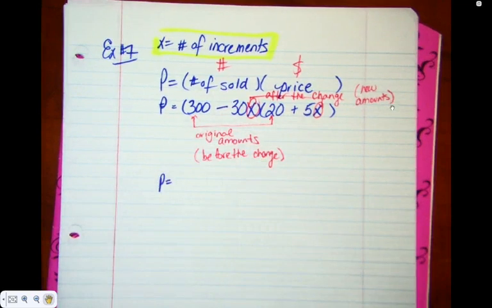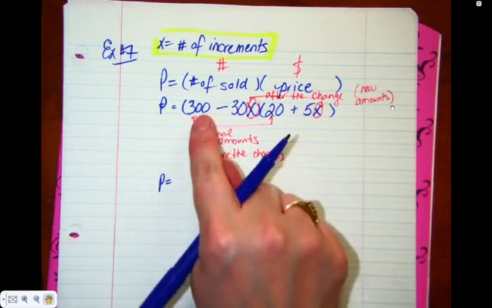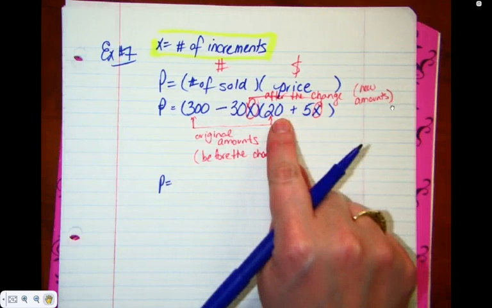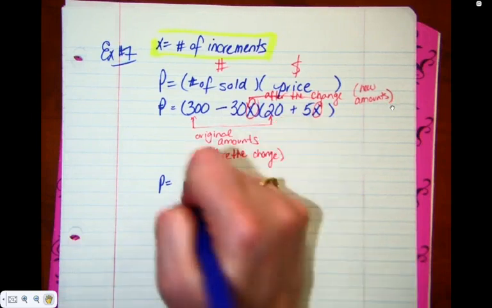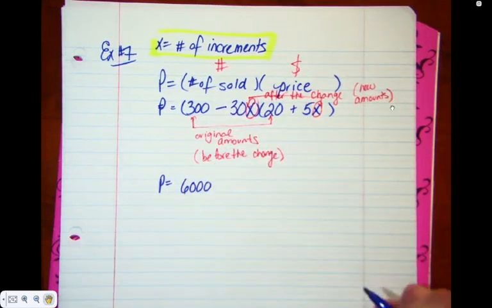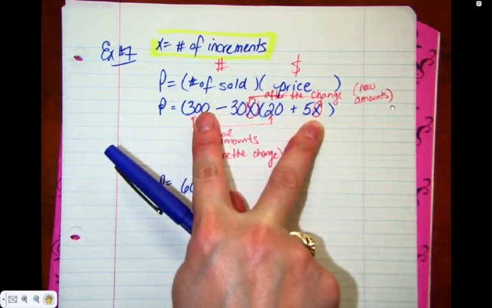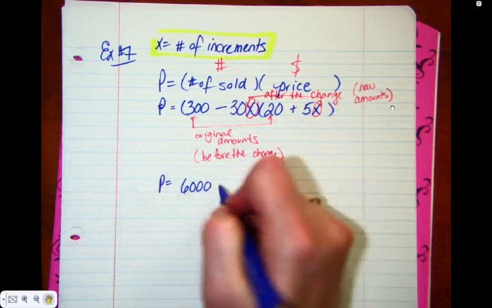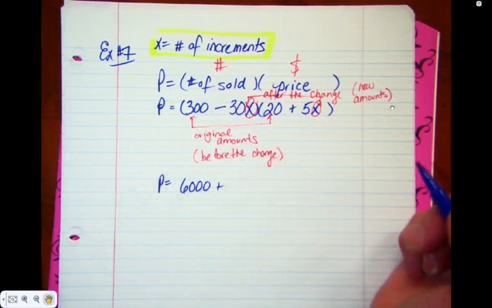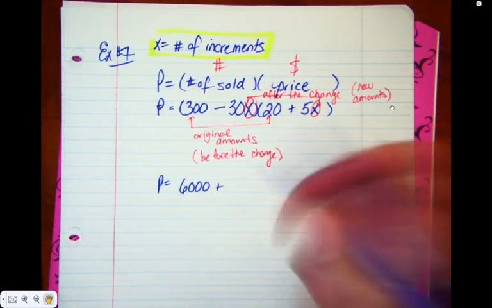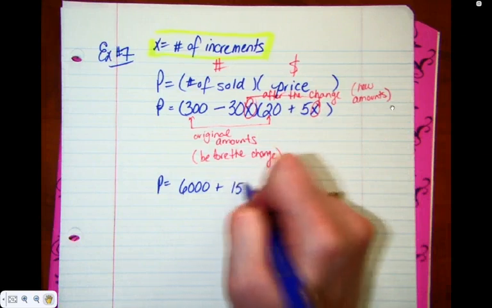Now what I'm going to do is just get rid of the brackets. So I'm going to FOIL this out. This is just a binomial times binomial. So I'm going to start with first, 300 times 20, 6,000. The outside, 300 times 5x, 1,500x.